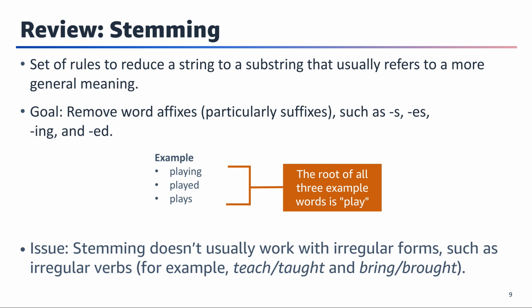Let's review stemming. To further reduce the vocabulary and focus on the general meaning of the words, rather than deeper meaning, you can reduce words further by removing affixes, in particular, suffixes. For example, the words playing, played, and plays all reduce to play through the process of stemming. Note that stemming doesn't usually work with irregular forms, such as the irregular verbs taught and brought in English. You can use your own text dataset to experiment with stemming rules and other lexicon-based cleaning options, such as lemmatization.